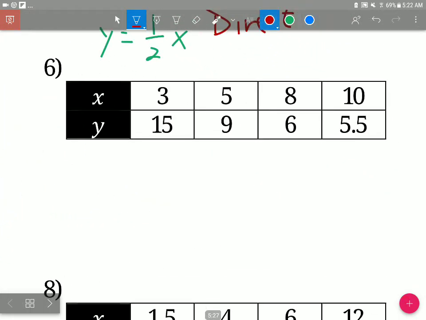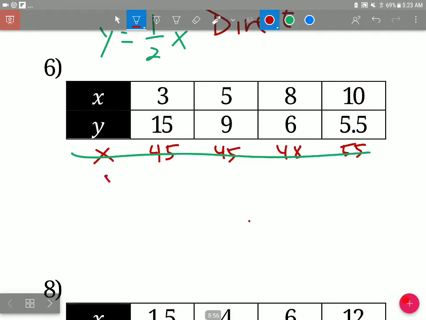Let's try multiplying first. 15 times 3 is 60. 9 times 5 is... No, 15 times 3 is 45. What am I thinking? 15 times 4 is 60. 9 times 5 is 45. Okay, so this might be direct. Or it might be inverse. 8 times 6 is 48. Yeah, and that's 55. So, nope. That doesn't work.